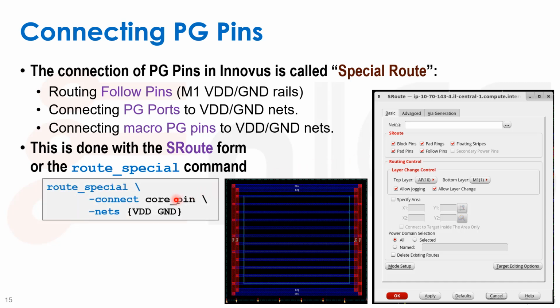So for example, if we want to connect the core pins to the nets VDD and ground, that's going to run the standard cell rows, the follow pins. So we do route special minus connect core pin minus nets VDD and ground. The same would be done by clicking follow pins over here, adding nets VDD and ground over here, and clicking OK. So it's going to route these. This is going to be a very big command when we have IOs and macros, and I'm going to show you what the different options are. Right now in our simple block, all we're really doing is routing these core pins.